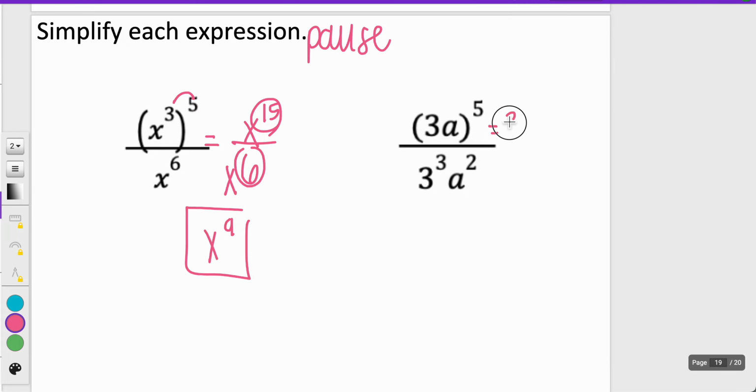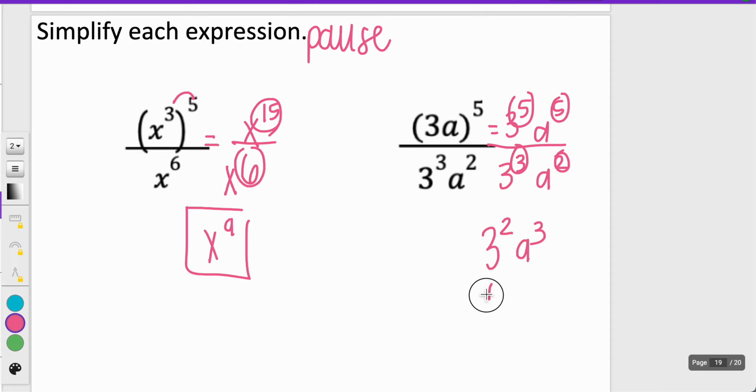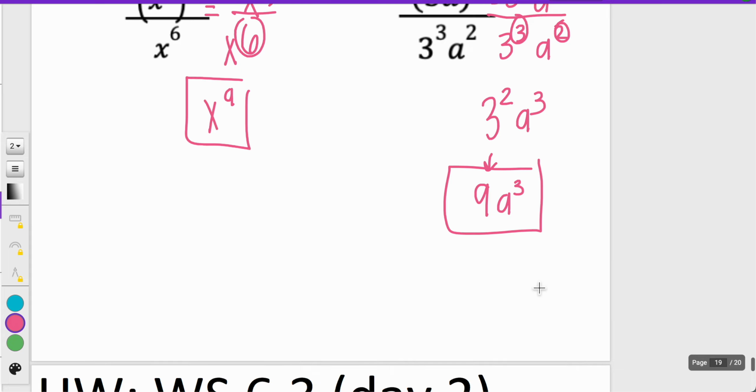Over here, I'm going to have 3 to the 5th, a to the 5th on top, and then 3 to the 3rd, a to the 2nd. Subtract 5 and 3 first to get 3 to the 2nd, and then subtract 5 and 2 to get a to the 3rd. 3 to the 2nd is 9, a to the 3rd will be my final result.